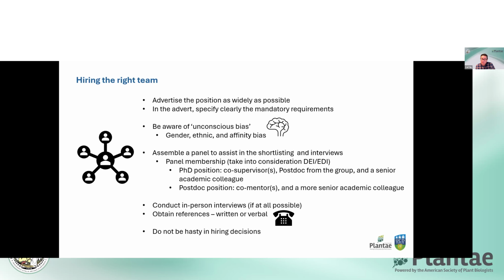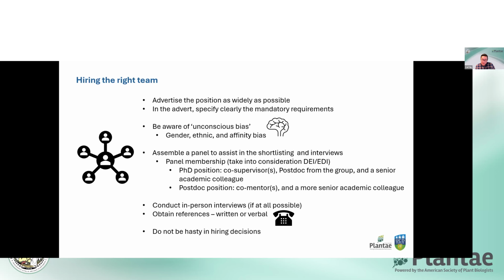Now, of course, when you hire people for your team, it's really important to be aware of unconscious bias. This can take the form of gender bias, ethnic bias, and affinity bias. We all suffer from that. But I think it's really important to familiarize yourself with unconscious bias and how to remove it during the hiring process.